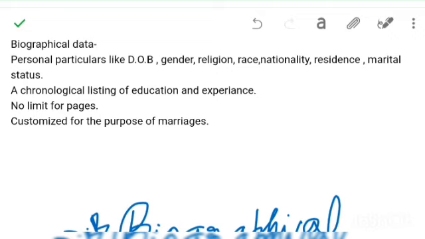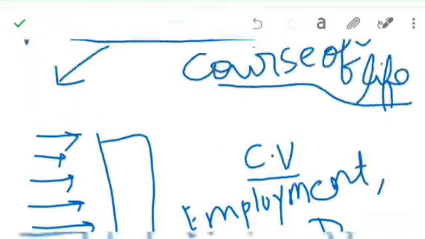Suppose you are a postgraduate person. First of all, what will you mention? Your class 10th, then your class 12th, then graduation, and at last your postgraduate. This is the meaning of chronology. The thing which you did first will be written first, and the thing which you did last will be written last. Then there is no limit on the number of pages. So I hope this is clear to you all.